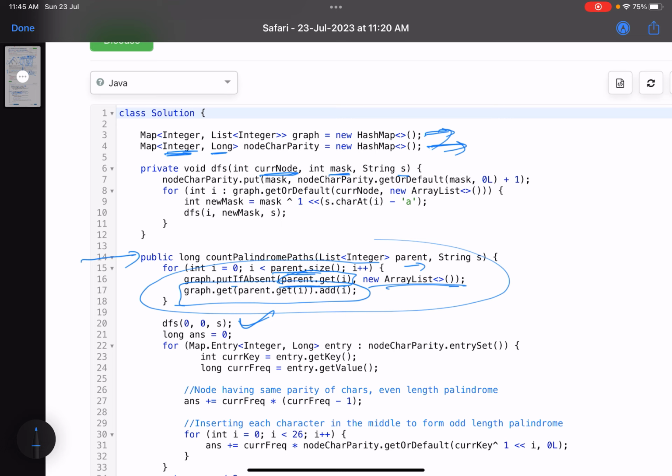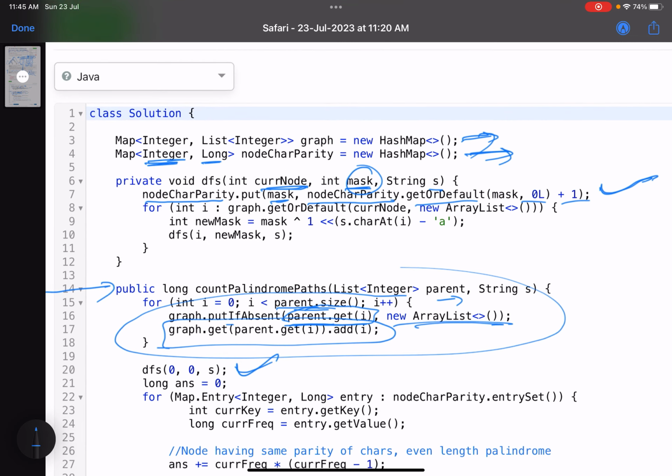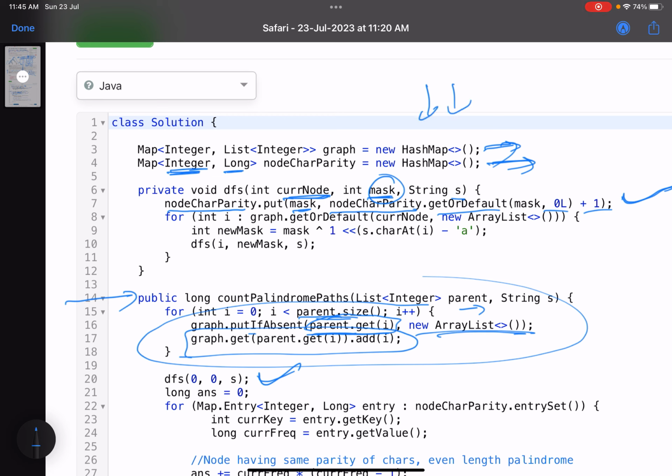This is the mask: nodeCharParity.put(mask, nodeCharParity.getOrDefault(mask, 0) + 1), meaning just increment the frequency by 1 because one more node has this mask. Simple. Now you have done it. Now you'll go to its child nodes. Graph.getOrDefault(currentNode, new ArrayList). Simple. Whatever the child nodes are, return me that, or else return me a new ArrayList. You can do that with an if-else condition as well. I've just tried to avoid it.